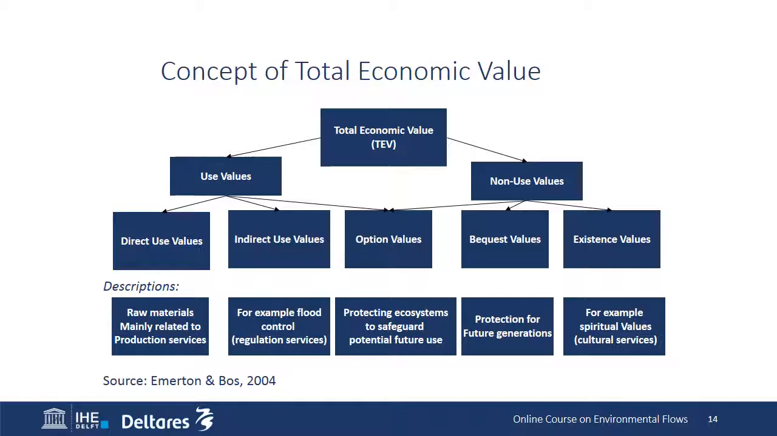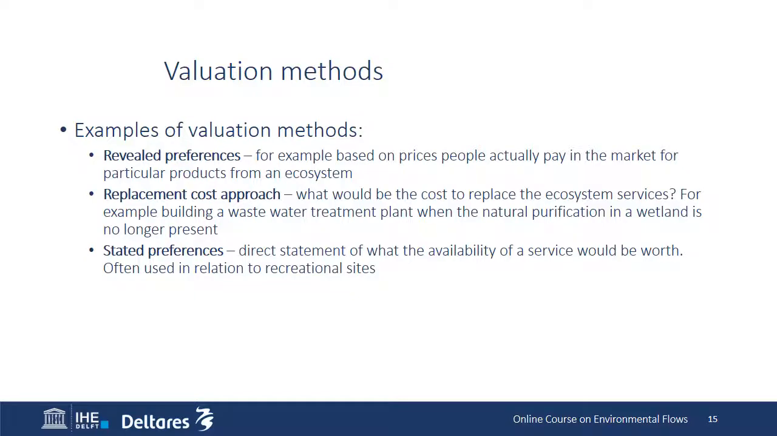There are many different ways to provide a monetary value for these ecosystem services. There's actually a lot of literature on these methods, and here I just mention a few. For example, the revealed preference method. The revealed preference method is based on prices people actually pay in a market to obtain certain products.